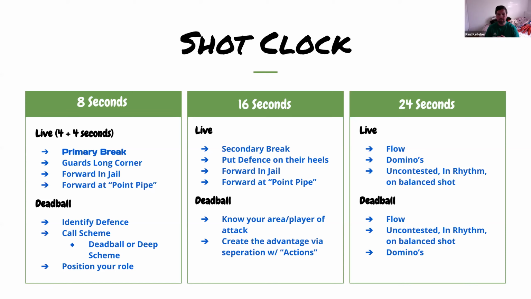Position your role. That goes into 16 seconds. Know your area, player of attack. Create the advantage by separation with actions that we identify that we can be successful in that period of the shot clock. And then if it's a dead ball and we know we're going late into it, can we get into our flow from our schemes, with uncontested, in rhythm and on balance shots, creating a dominoes effect? And that's what we're looking for.